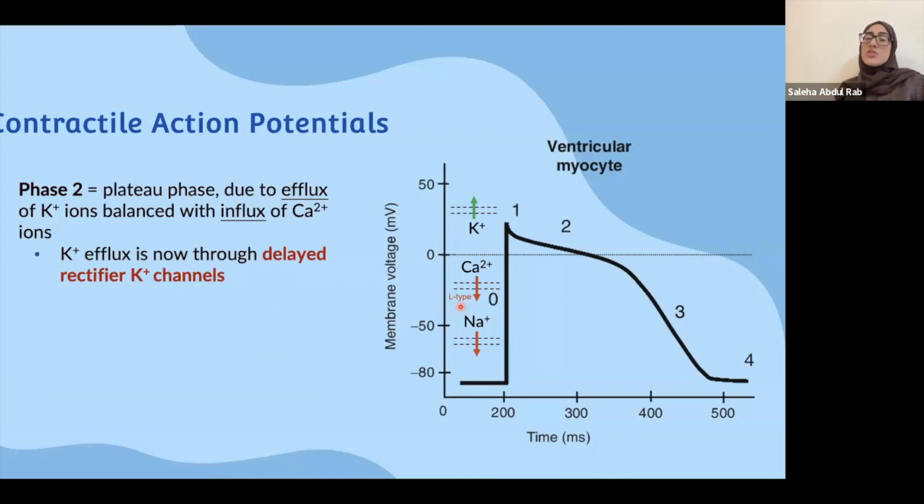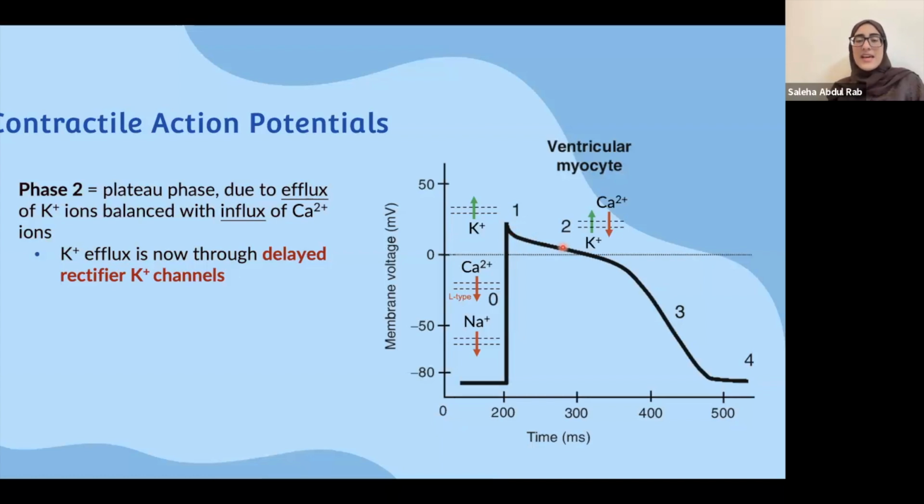That brings us to our next phase. This is the plateau phase. It is a flat phase, somewhat, and this really happens because potassium is leaving at the same time that calcium is still coming in. There's a little bit of calcium still coming in. So what happens is it reaches a kind of flat line. Phase 2 is a plateau. So potassium is still leaving through delayed rectifier potassium channels.